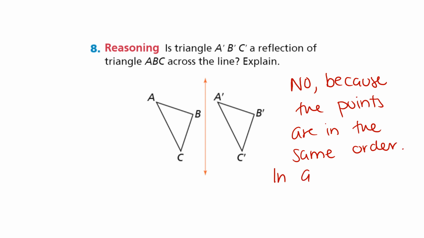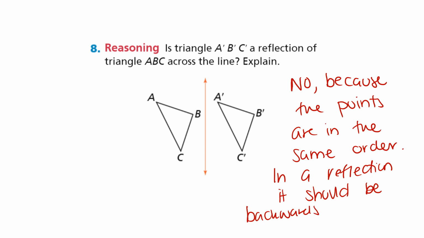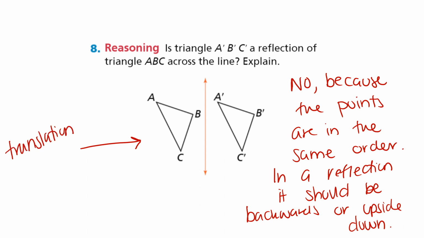In a reflection, it should be backwards or upside down. This is an example of a translation. They took the points and slid it over units right.